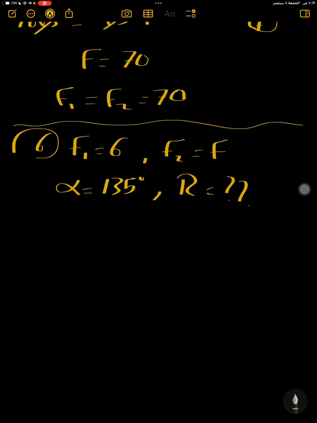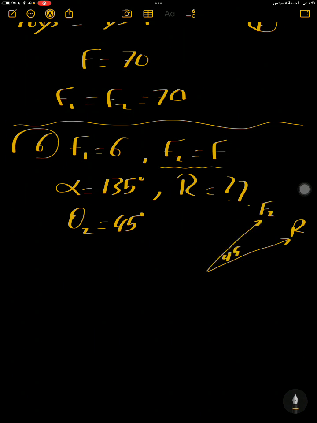And also if the resultant inclines by angle of measure of 45 with the second force. If the angle between resultant and the second force F2 is equal 45. That means theta 2 equals 45. Again, resultant inclines to second force by angle of measure 45.